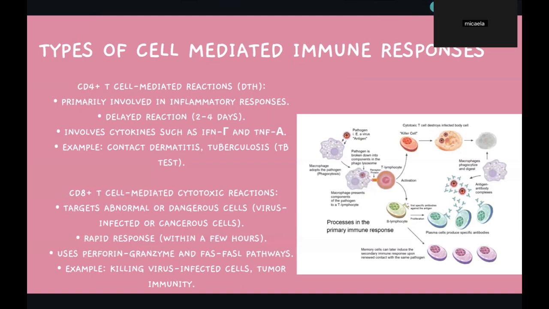While CD8+ T cell mediation works with abnormal and dangerous cells, getting rid of them. This process is more rapid and happens within a few hours. It targets abnormal or dangerous cells, virus-infected or cancerous cells, and it uses the perforin-granzyme and the FasL pathway.